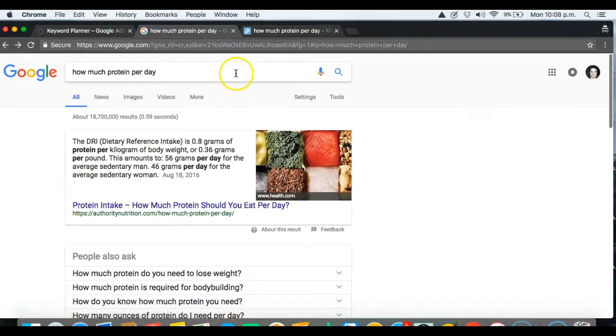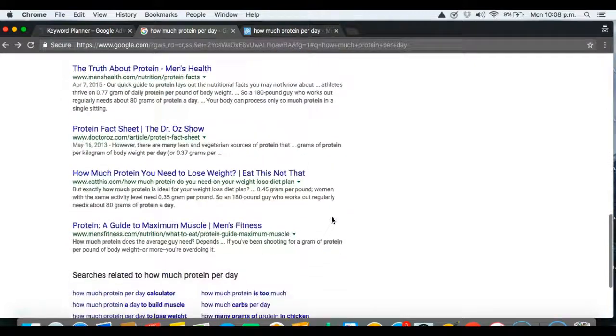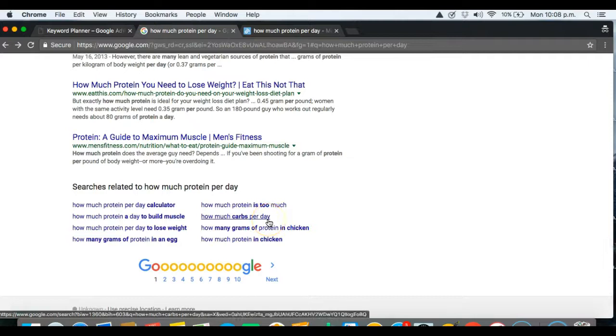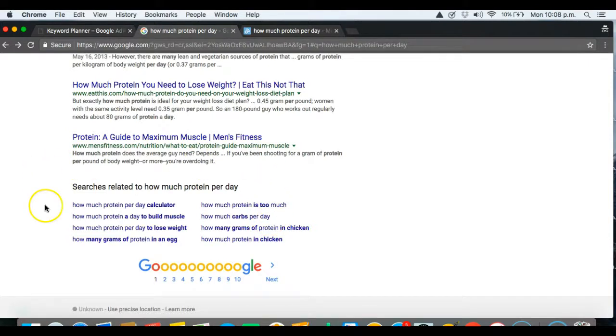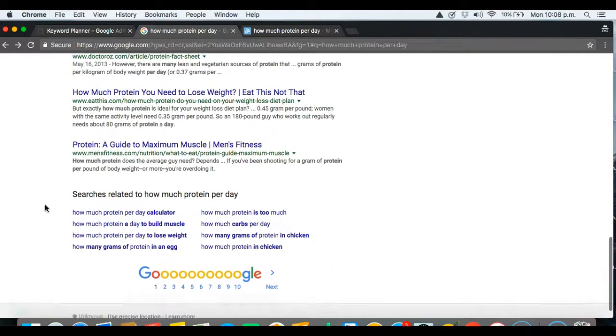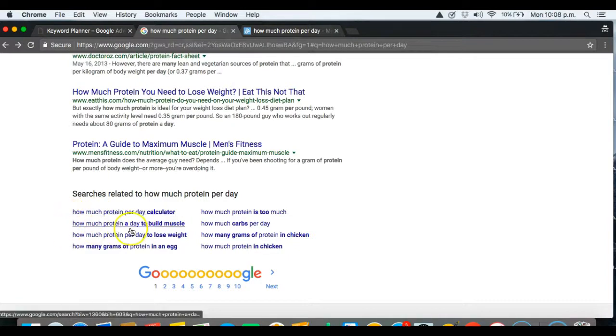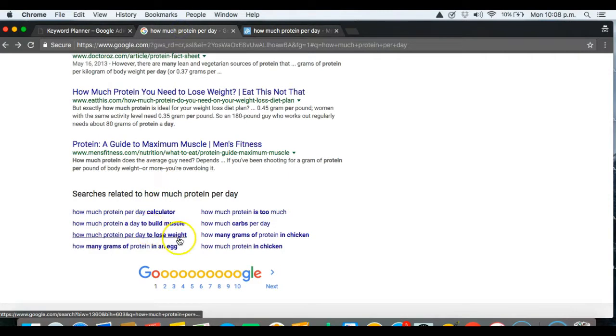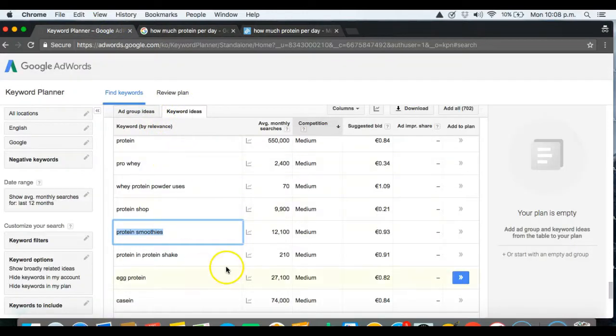You can really just go in and look to see what type of content is there, what type of related searches are there, and just use this as information that informs your content strategy and what type of content you're going to develop for your website. What you can also do is you can take these queries here, put them into the keyword planner. For example, if you said, okay, maybe I can write an article on how much protein is too much, you can pop that keyword into here, into the keyword planner, and see what kind of search volume it has.